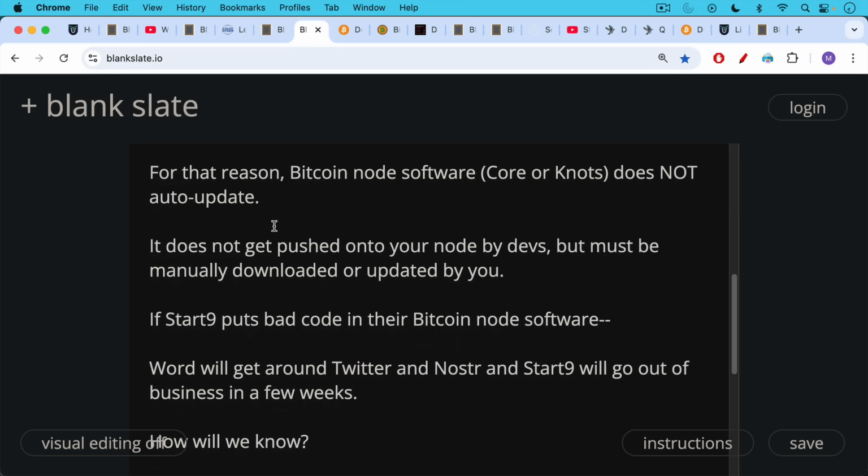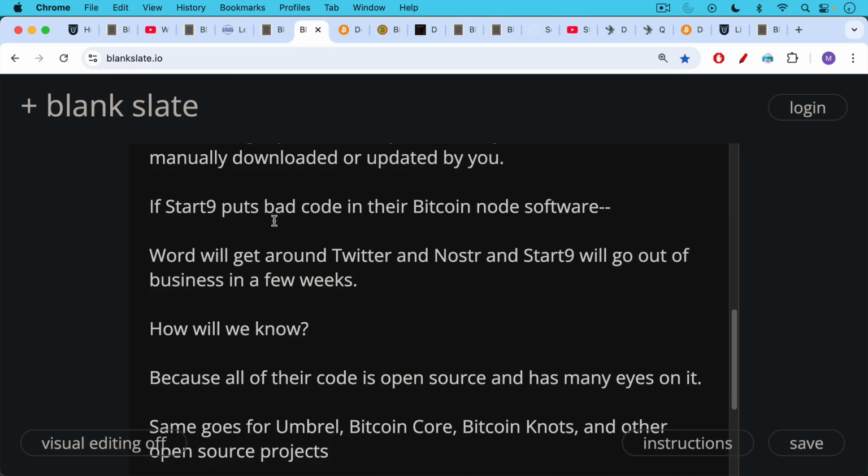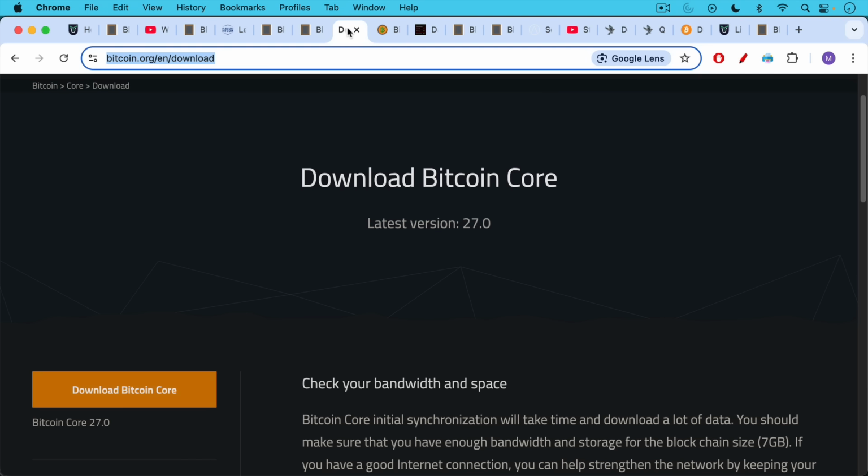If Start9, for example, who offers these personal servers, I'll show you one in a minute, puts bad code in their Bitcoin node software, word will get around Twitter and Nostr, and Start9 will go out of business in a few weeks. So how will we know, though? Because, as I said a moment ago, all of their code is open source and has many different eyeballs on it. Same goes for Umbrel, Bitcoin Core, Bitcoin Knots, and all these other open source projects.